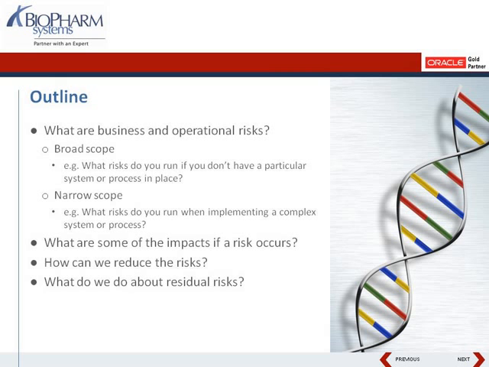So if those are the sort of categories of risks that we need to worry about, what else do we need to worry about? Well, we do need to worry about what happens if a risk occurs. A risk occurs, there is an impact. What is that impact on the organization?